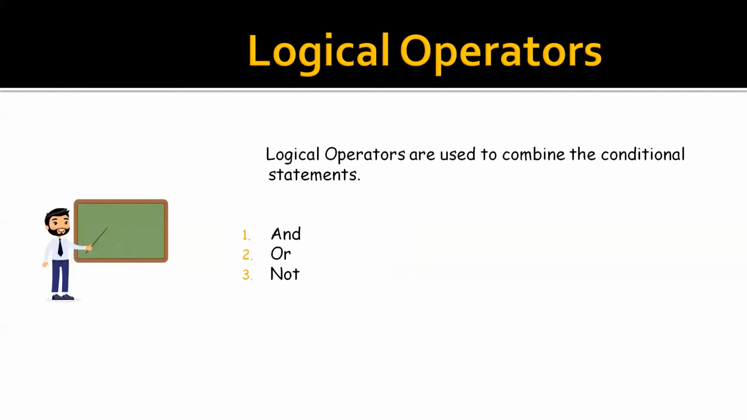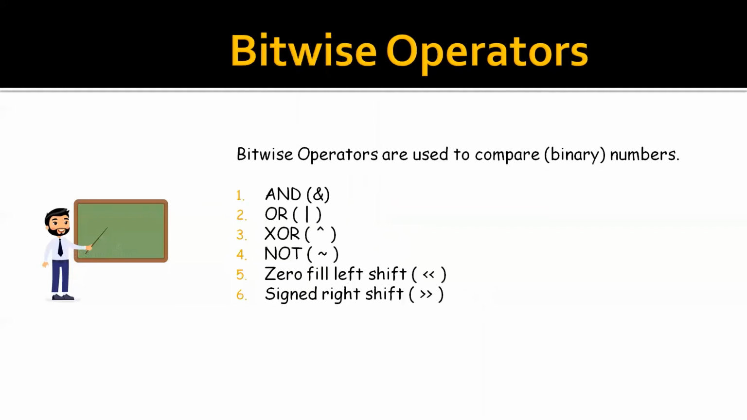And suppose if we want to combine both of them to perform certain operations in the program, then we use the AND operation. In the OR operation, we choose either the first condition or the second condition. And the NOT operator is used to reverse the condition. Like if the condition is true, by using the NOT operator we will reverse it and that condition will be false.